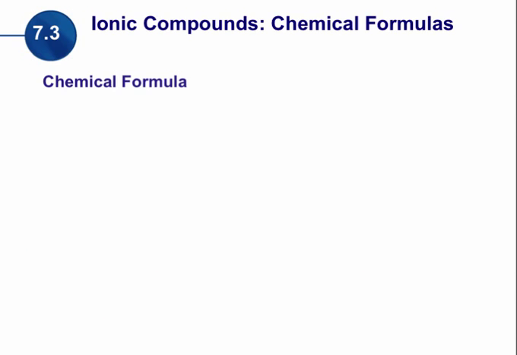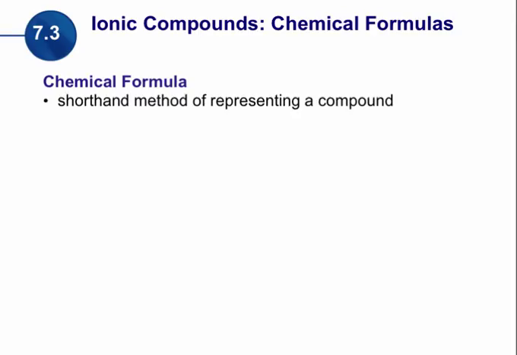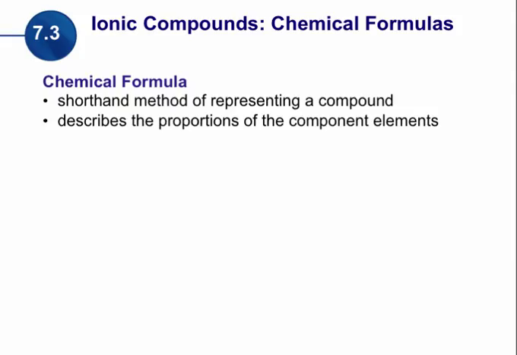First thing though, the chemical formula is really just a way to write a compound in a shorthand method. We don't want to write out the words each time. We want to come up with a convention to write these compounds in a shorthand method. The beauty of the chemical formula is it actually describes the proportions of the component elements, so how much of each of the elements are together in the compound.